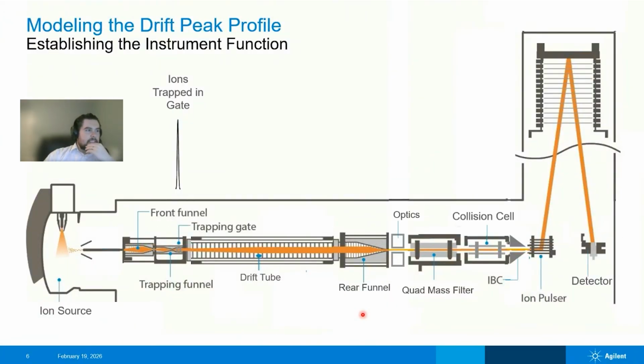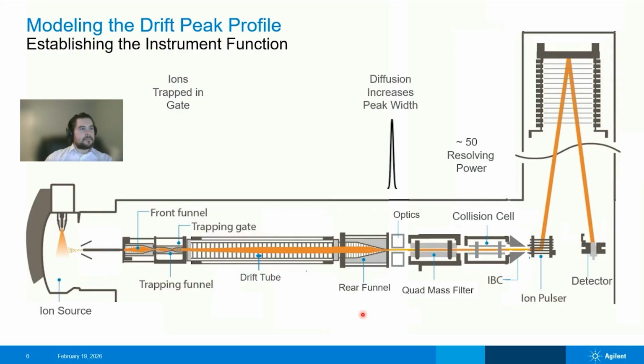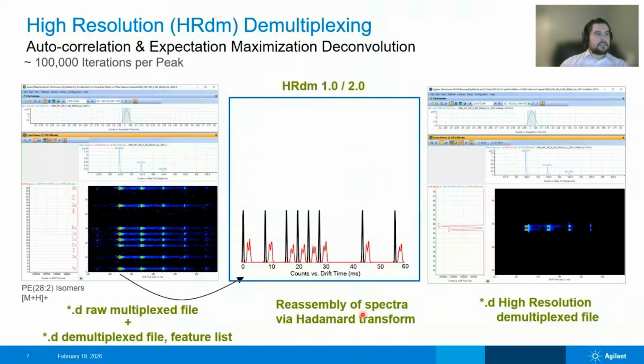As I mentioned before, in ion mobility we're separating based on size and charge, but like liquid chromatography, we can get broad diffusion, which increases our peak width. In this case, we get about 50 resolving power. We can use this a little bit to our advantage when we go to high resolution demultiplexing, because we can do small packets of ions that don't diffuse nearly as much, instead of large packets of ions.